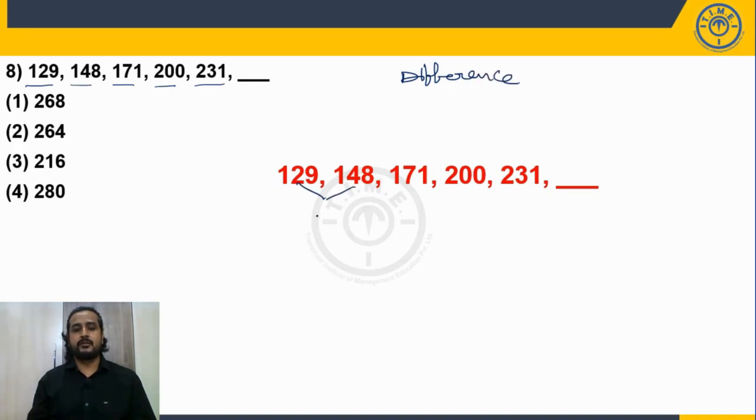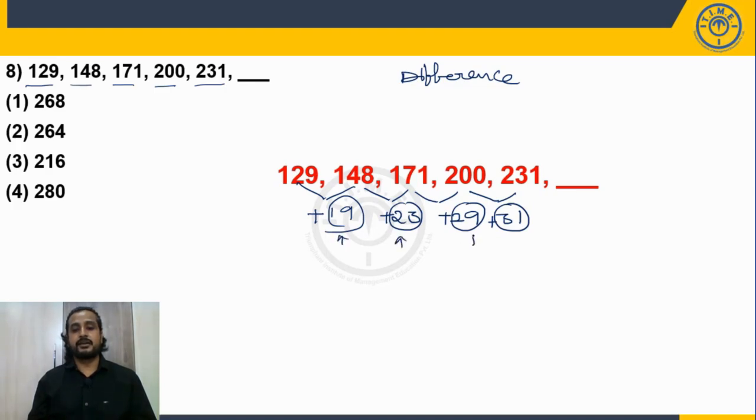129, 148, how much is the difference? Plus 19. You should be thorough with bit calculations. 148 and 171 difference is how much? Plus 23. 171 and 200 difference is how much? Plus 29. 200 and 231 difference is how much? Plus 31. Now look at these numbers. 19, 23, 29, 31.